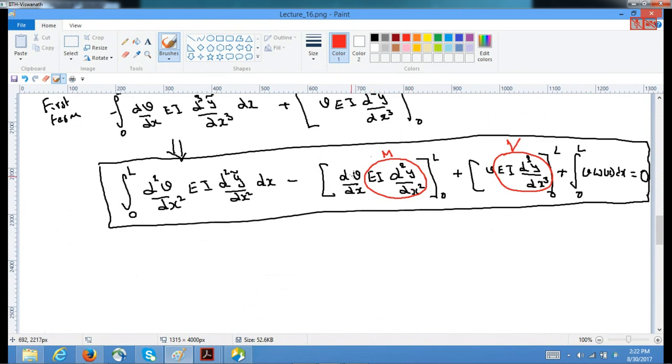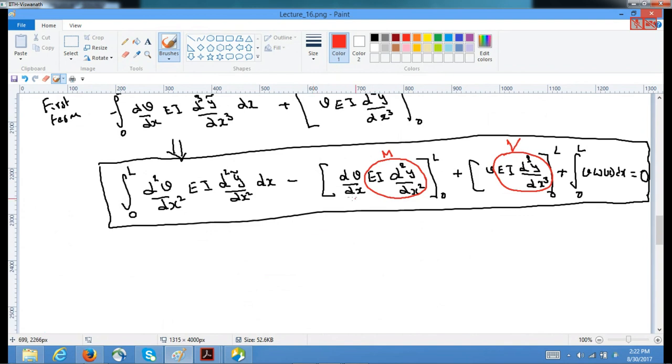So this is the bending moment. Dv by dx can be written as theta if necessary. But I will not write it as theta yet, though it is of the form of theta. Dy by dx would be the theta.